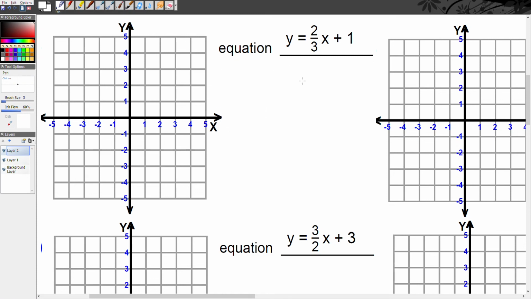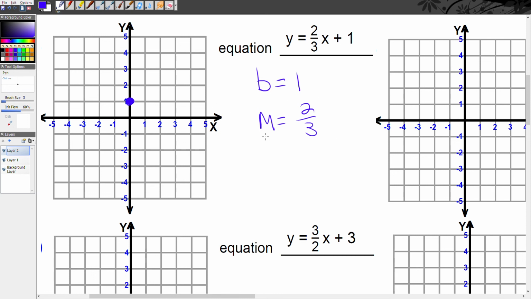All right, let's take a look at some examples of graphing linear equations. So remember, you want to identify your y-intercept, which in this case is 1, and your slope, which in this case is 2/3. Then you're going to begin with your y-intercept. So I'm going to come to my y-axis and put a point on 1.